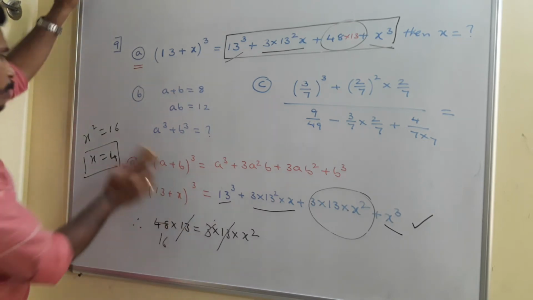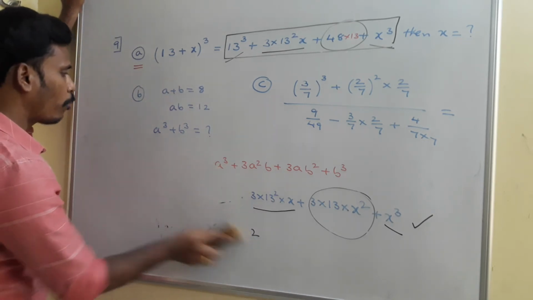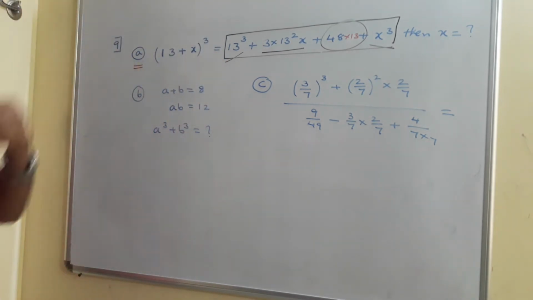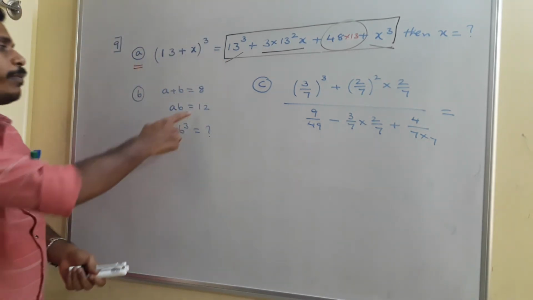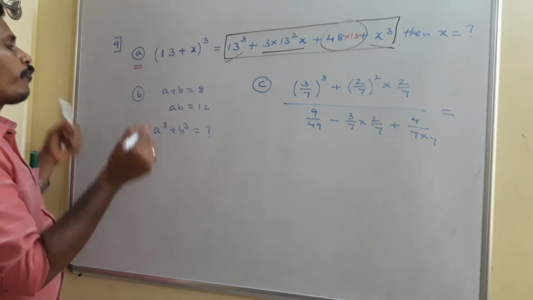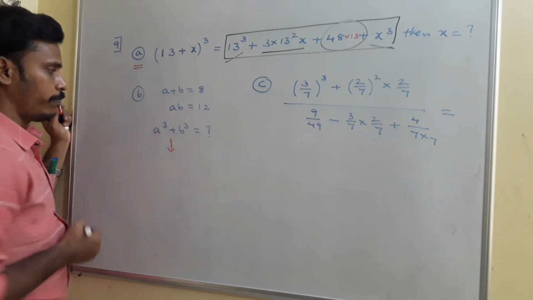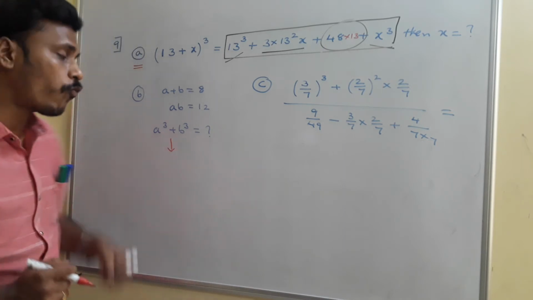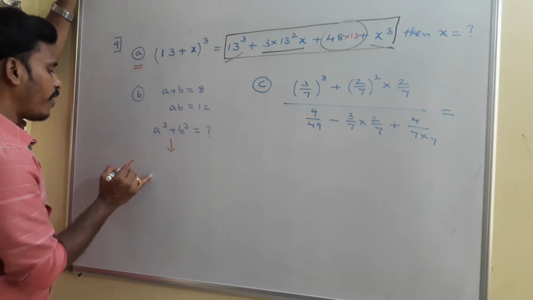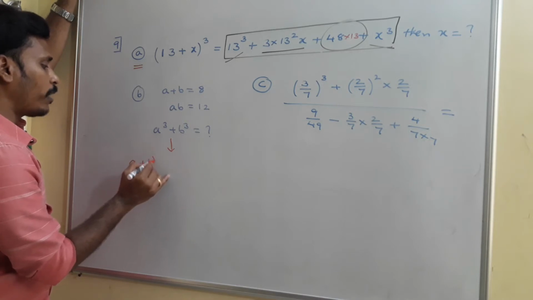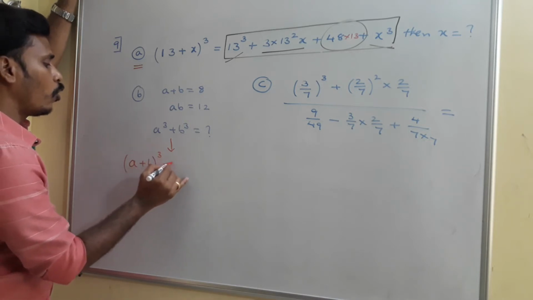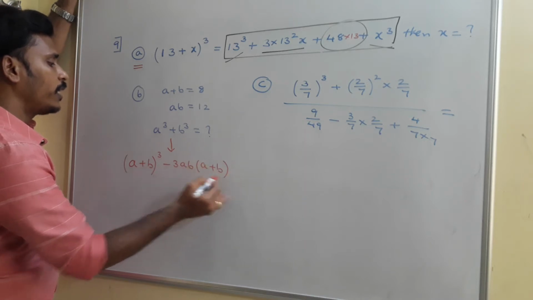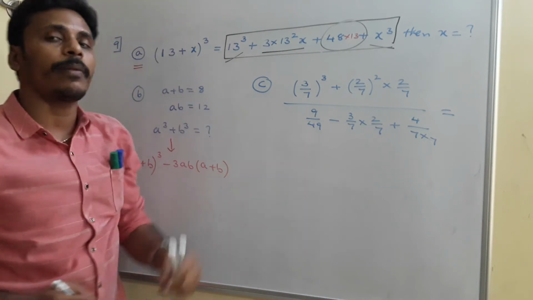Then think about the second problem. The first problem is over. Then you need to think about the second problem. a plus b is given as 8, ab is given as 12, and you need to find a cube plus b cube, not (a+b) whole cube, a cube plus b cube. And to find this a cube plus b cube, we have a direct result that a cube plus b cube is (a+b) whole cube minus 3ab of (a+b). This is the second result of that (a+b) whole cube.